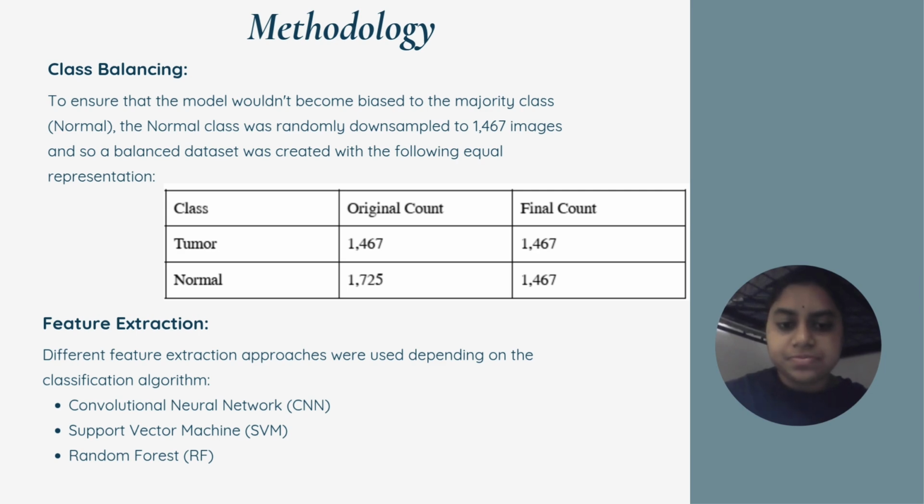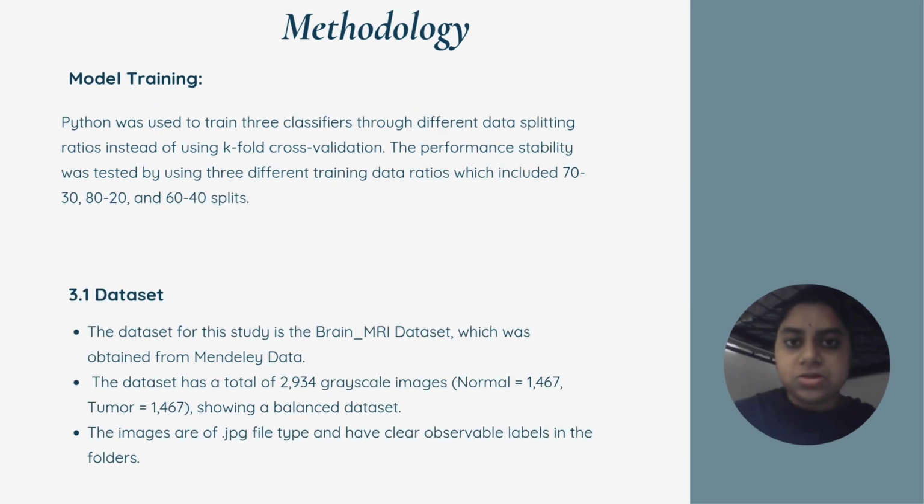For the feature extraction, different techniques will be applied in our project, which are CNN, SVM, and RF. And the last step of the methodology is model training. Here we decided to go with Python to train three classifiers through different data splitting ratios, including k-fold cross-validation. The performance was stable, as it was tested using three different ratios: 70-30, 80-20, and 60-40 splits.